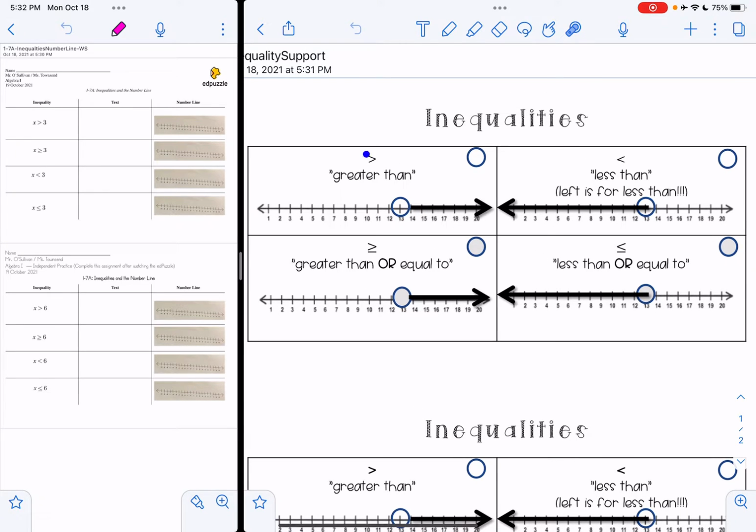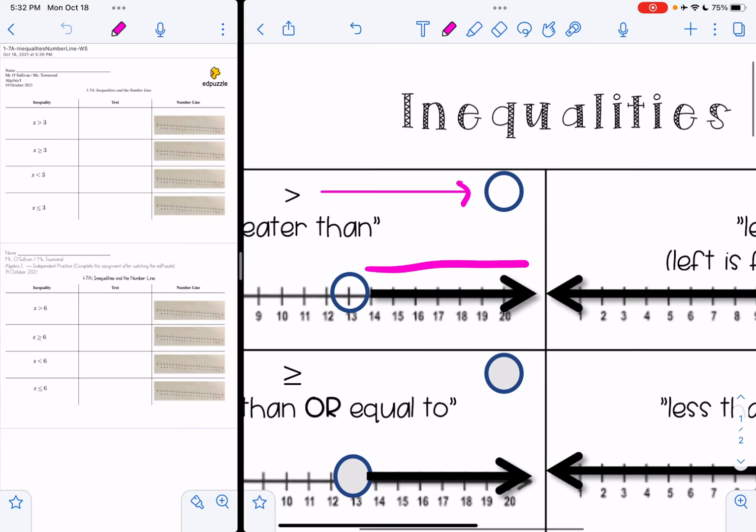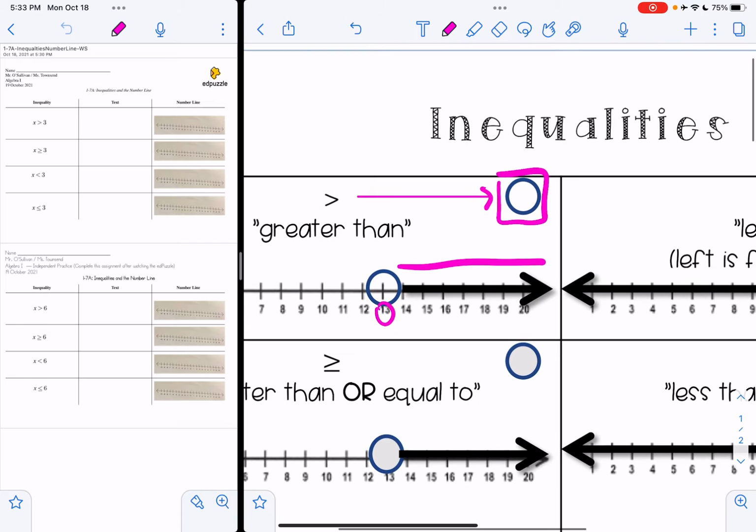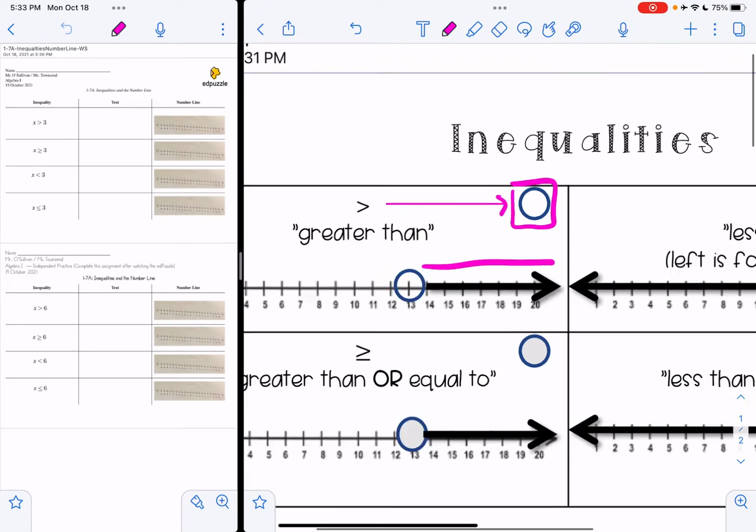Whenever we have this sign right here, that's our greater than symbol. And if you look, it's pointed towards the right. So when I plot this on a number line, it's going to go in this direction. Now notice, whenever you have a greater than sign, your circle is going to be an open circle. So I'm basically going to circle my number and keep it open, okay?